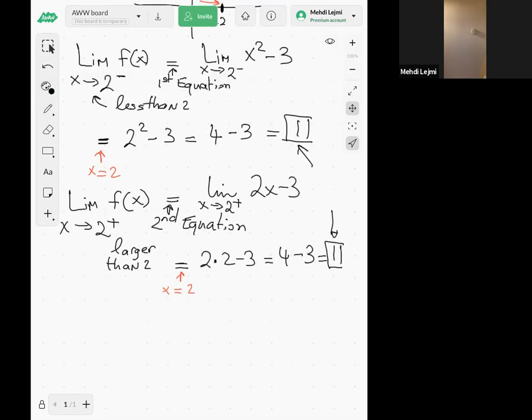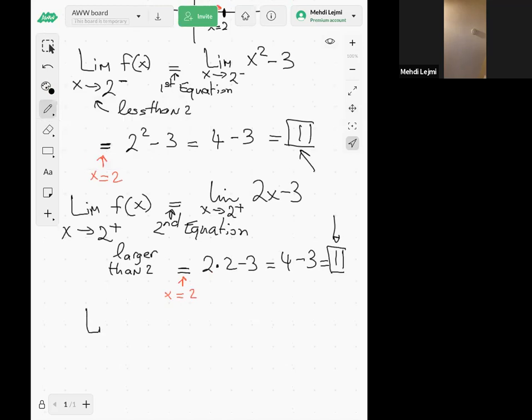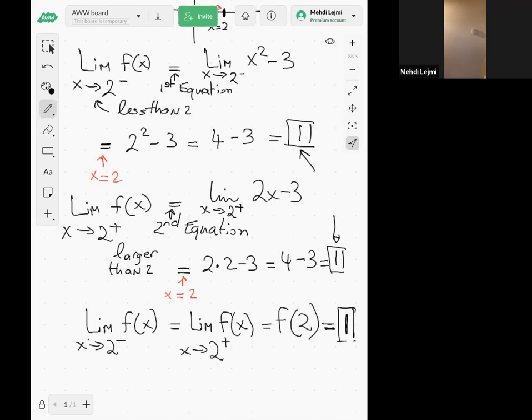So the limit of f of x approaching 2 from the left is equal to the limit of f of x approaching 2 from the right, is equal to 1, which is actually equal to f of 2. I mean, f of 2 would be 4 minus 3, which would be 1. So this is actually equal to f of 2, which is 1, right? That's the number we got in the limit, right? So the limit from the left is equal to the limit from the right is equal to f of 2, which is, of course, positive 1. So yeah, then this function f is continuous at 2.